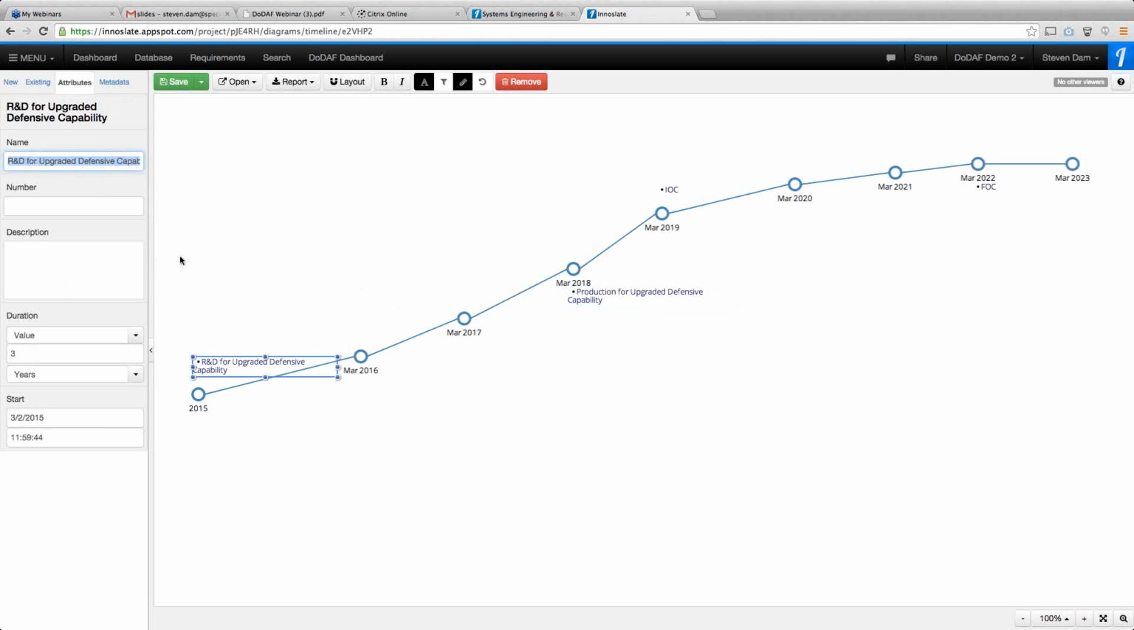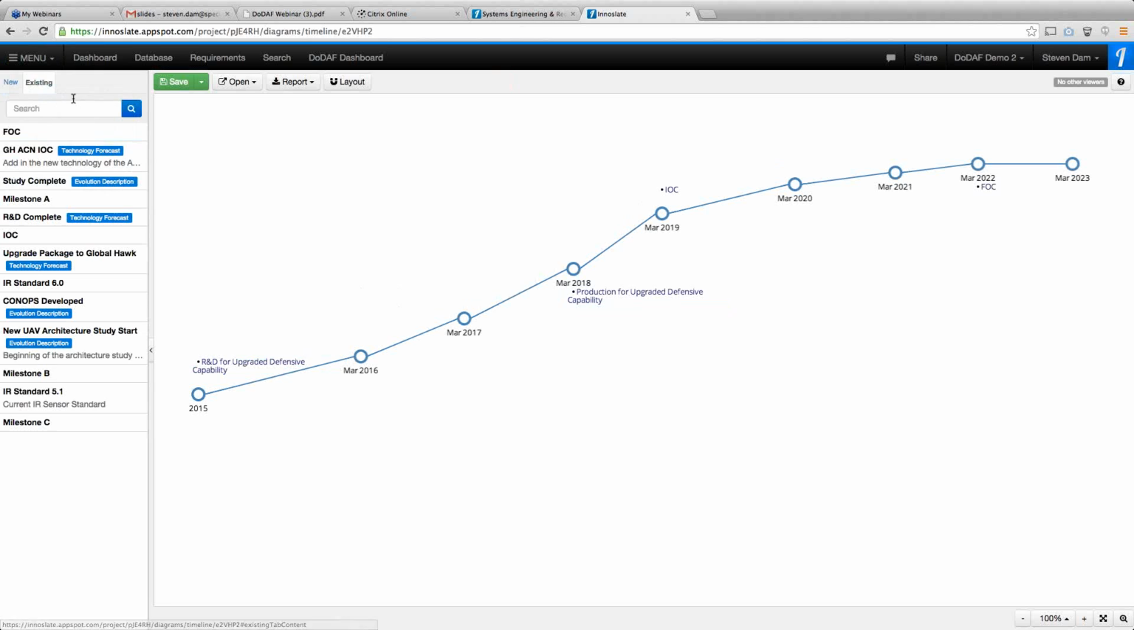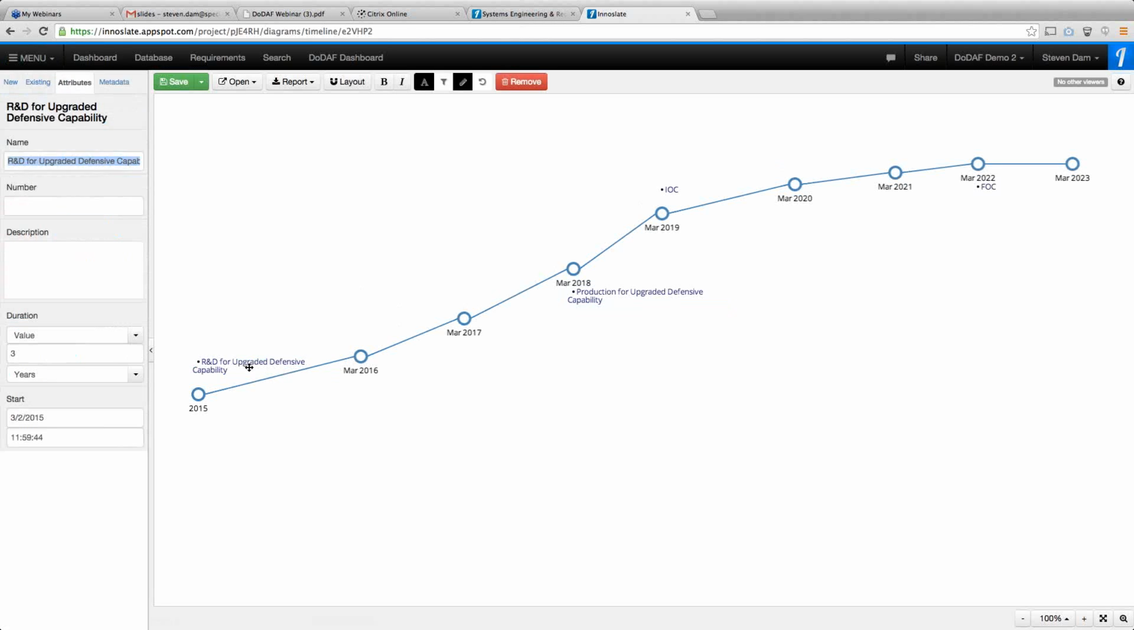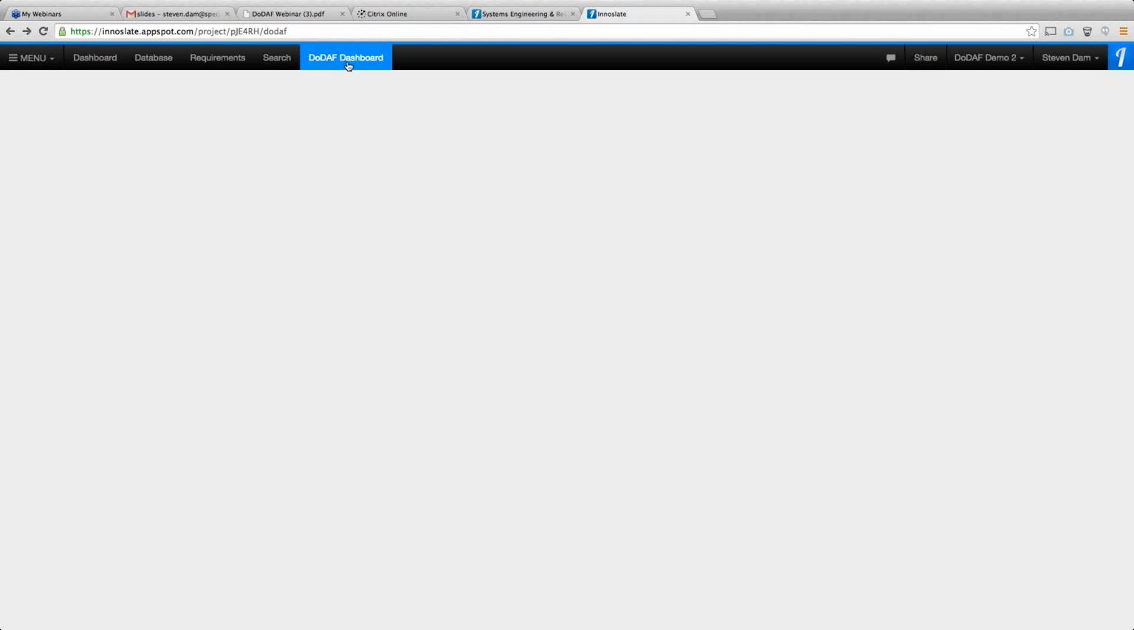So you can add new ones. That's the new time. You can use existing ones. Or if you're on one, you can adjust the metadata associated with it, which includes labels. We use labels a lot to help organize and communicate the data and filter data and find things. So again, I think you find that very interesting.